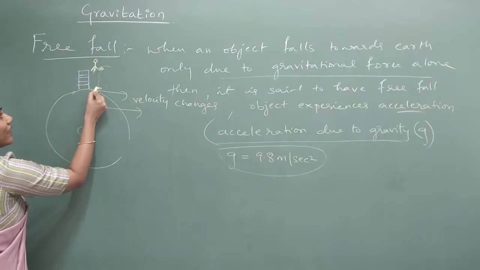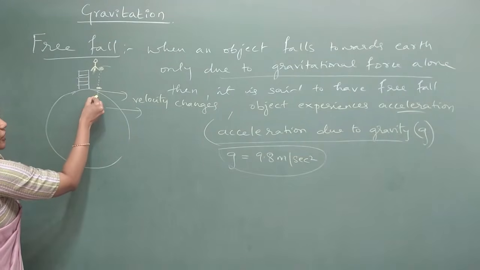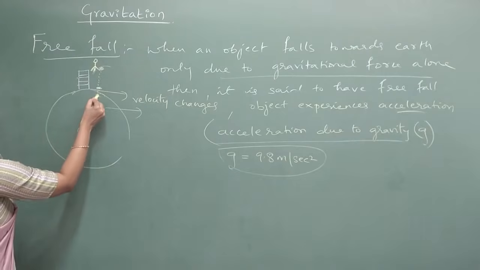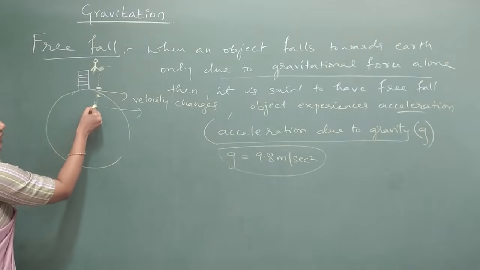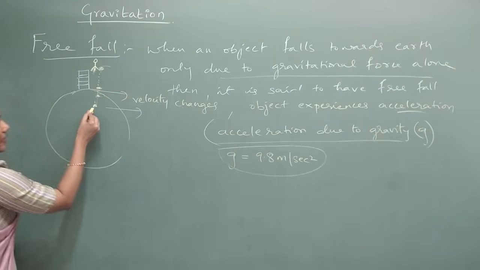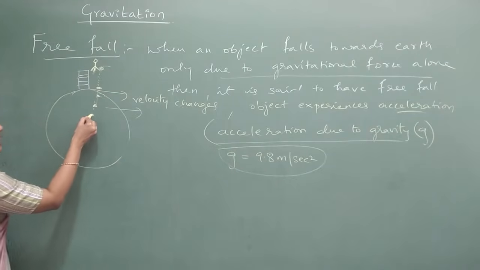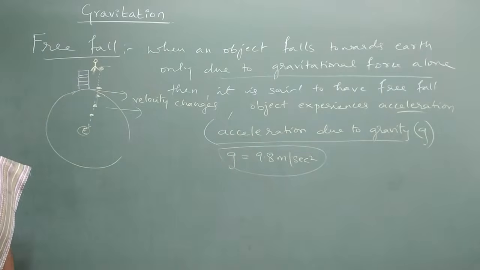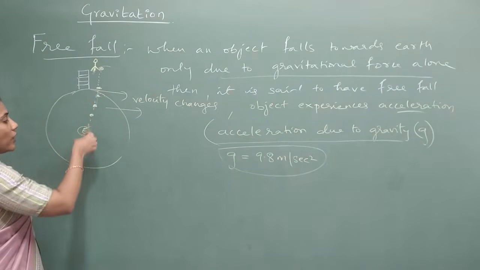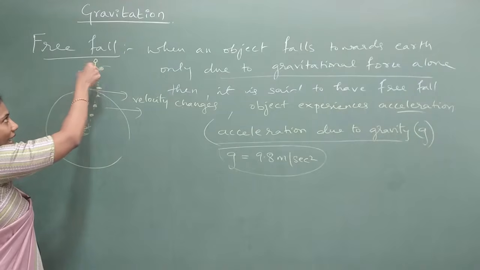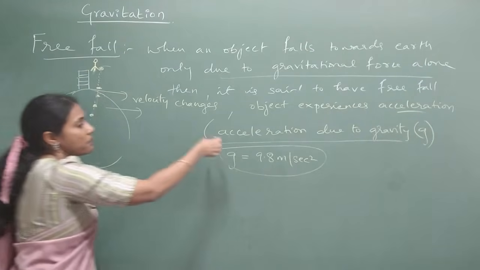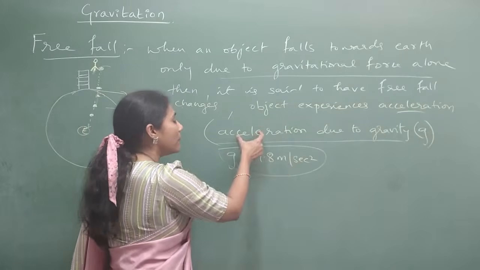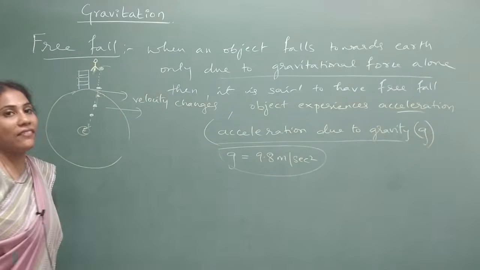That means at every second the acceleration increases by how much? 9.8 meter per second. And again from this point to this point, acceleration increases by about 9.8 meter per second. From this point to this point, if it reaches, acceleration increases by about 9.8 meter per second. So like this, when an object is falling onto the earth, the acceleration experienced by this object is how much? This much. And this is what we mean by acceleration due to gravity.